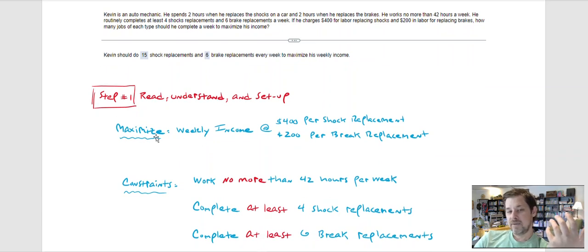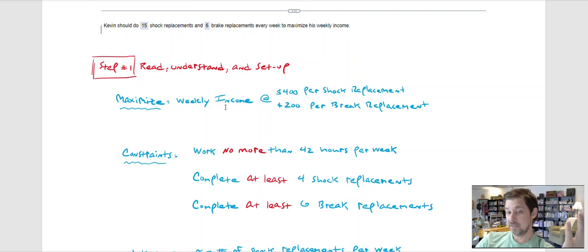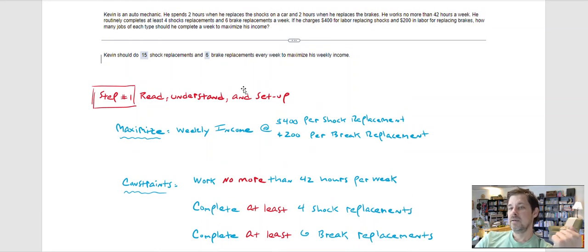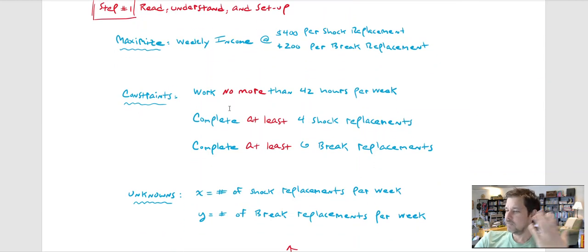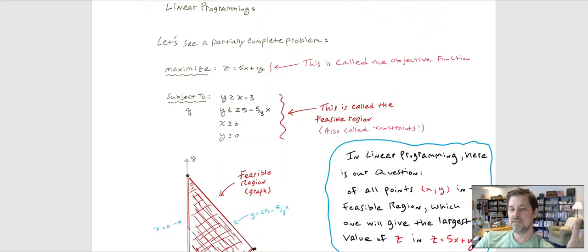Now, the thing I want to maximize, I thought that was pretty clear. It says, how many of each type of job should the mechanic complete each week to maximize his income? So the thing I want to maximize is the weekly income. Factors related to that are that this mechanic charges $400 for labor in replacing shocks and $200 for replacing brakes. So that's the thing I want to maximize. I didn't write it as an equation yet because I don't want to get too far ahead.